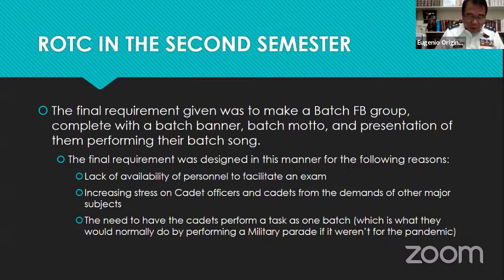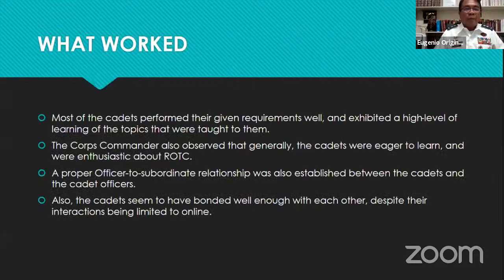The lack of availability of personnel, as I said, to facilitate the exams was the reason why this kind of requirement was given, as well as the increasing stress on cadet officers and cadets from the demands of other major subjects, and the need to have the cadets perform a task as one batch, which is what they would normally do by performing a military parade if it weren't for the pandemic. As we know, teamwork is developed during drill and ceremonies. Teamwork is developed during marching. And so, since we cannot do that, we do it in this manner. And what worked?